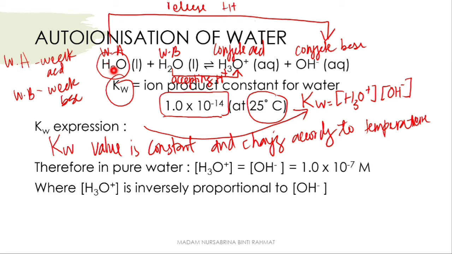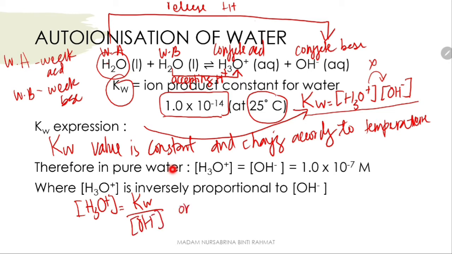Actually, from this Kw value, which is Kw equals H3O+ times the concentration of OH minus, we can calculate and classify whether a solution is acidic, neutral or basic. From the Kw we can see that the relationship between H3O+ and OH negative concentration is inversely proportional. To calculate the H3O+ concentration, it is Kw divided by OH negative, or to calculate the OH negative concentration, it is simply Kw over the concentration of H3O+.